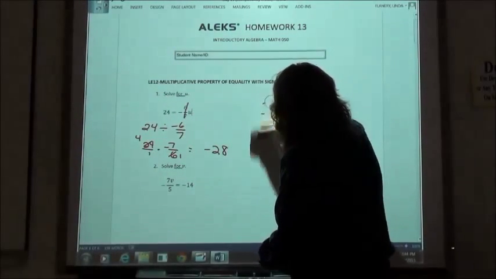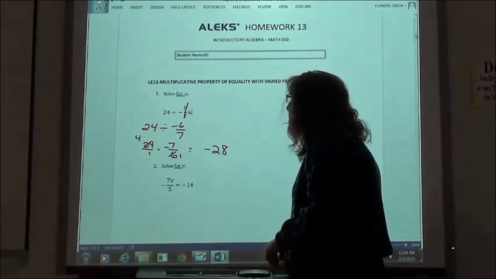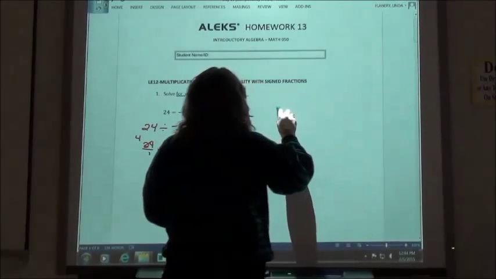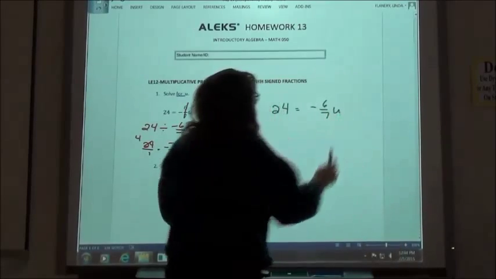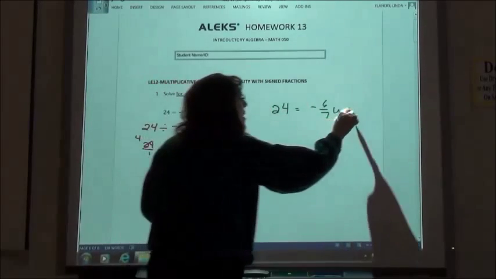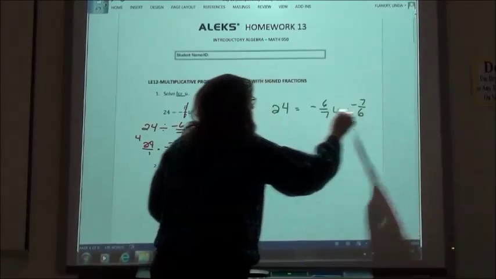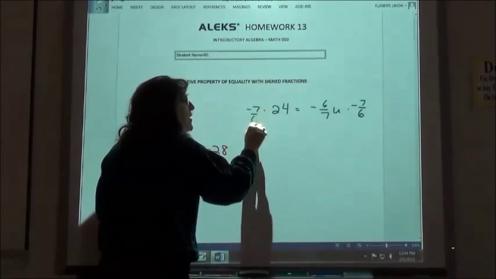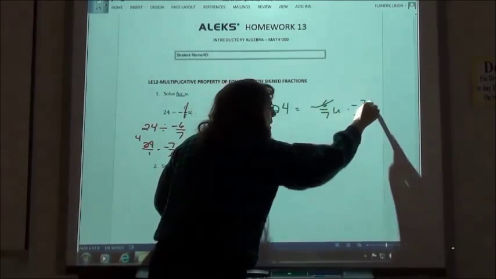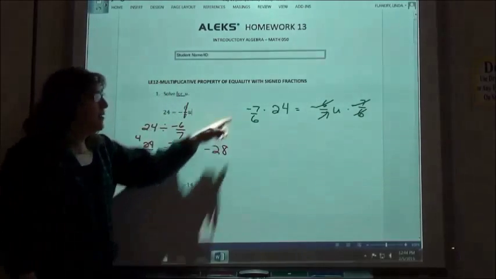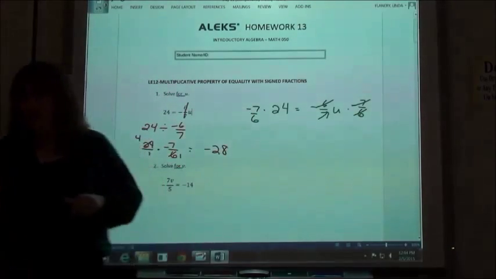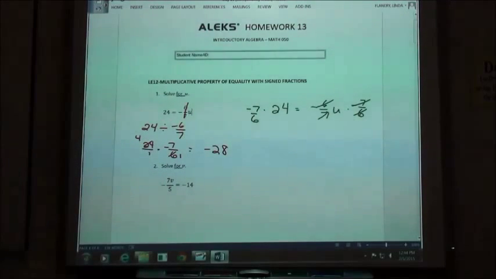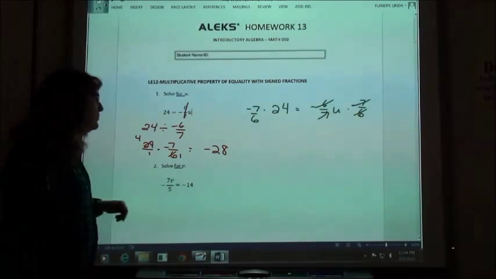So here's what they did. When you looked at the explanation, they said 24 is equal to negative 6/7 u, and right away they went times negative 7/6 so that they could cancel that out and cancel that out. Because they're dividing, they end up inverting and multiplying that fraction. That's why it was so confusing.